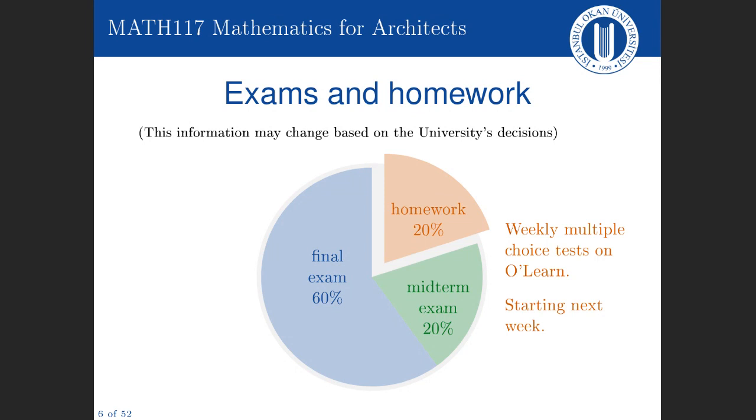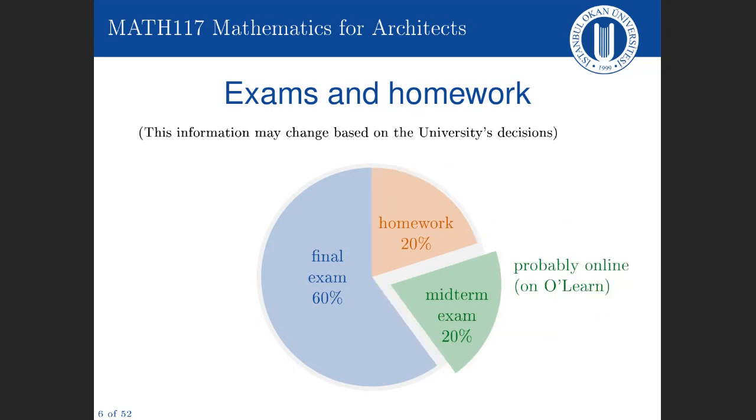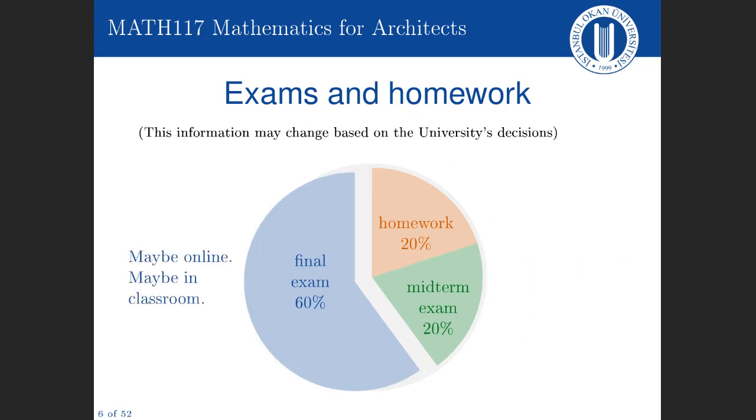For the homework, we're going to be using multiple choice tests on the Okan system. Starting next week, every week or almost every week, there will be a new test for you to do on that week's material. Midterm exam, which will probably be online on Okan, will likely be in either week 8 or week 9, and then after the end of term, we'll have a final exam. And for this, we're waiting on the university's decision. Maybe this will be online, maybe this will be a classroom exam.